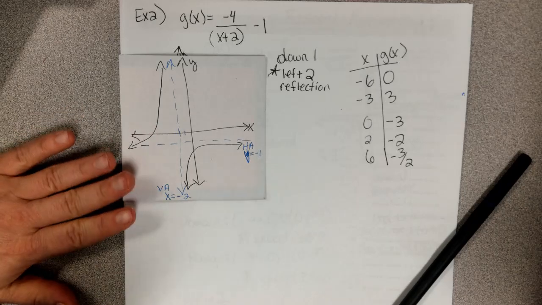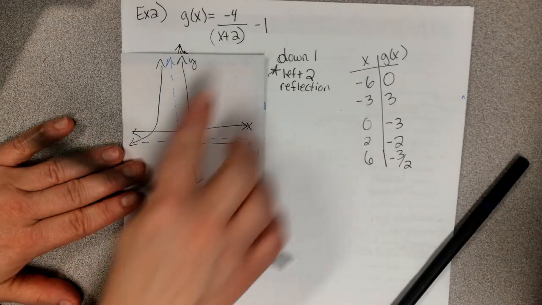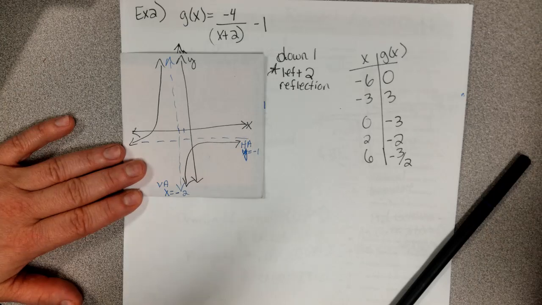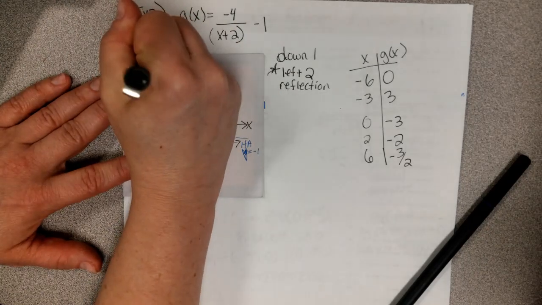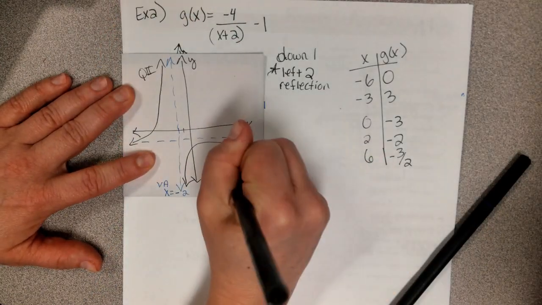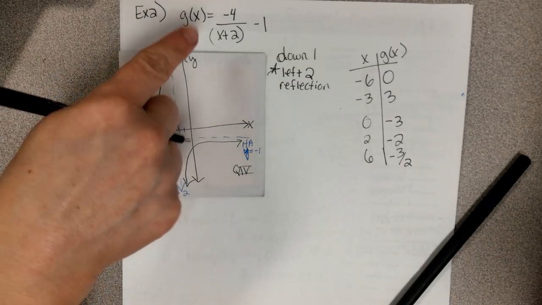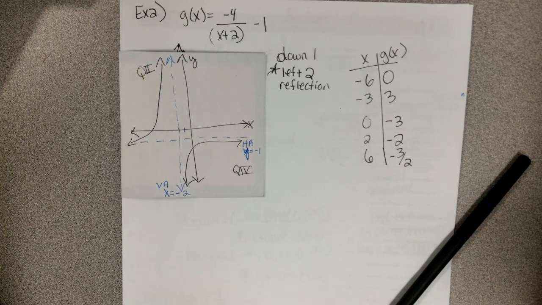So here we go. And now what I wanted to show you is this reflection here, this negative in the front here. What that does is it moves quadrants. So now this is going to be in quadrant 2 and then in quadrant 4. So that was what I was trying to show you, is that when you put that negative in there, it switches the quadrants. So that was the purpose of this exercise.